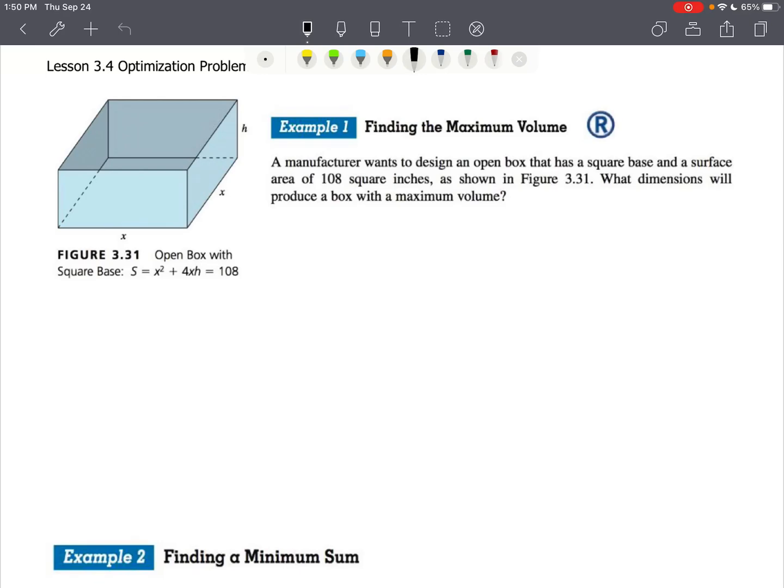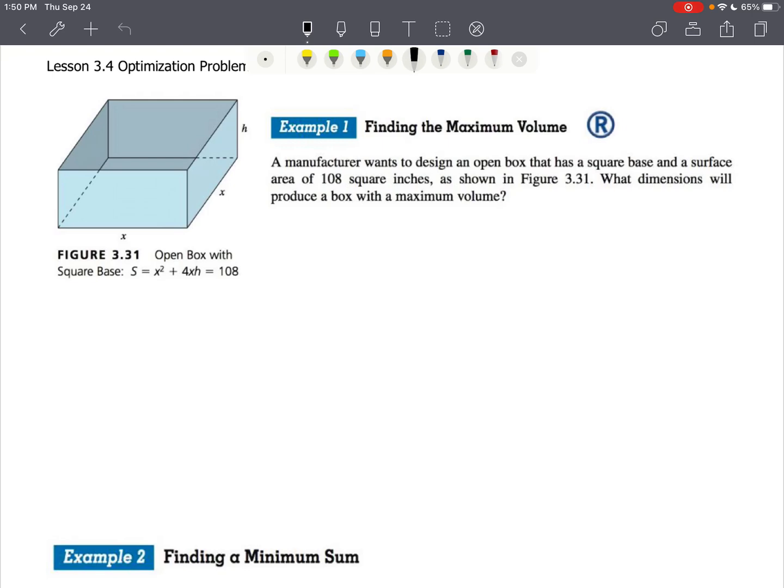We're going to work on optimization problems. That's where we have a situation where we need to maximize or minimize a certain word problem. In this problem, a manufacturer wants to design an open box that has a square base and a surface area of 108 square inches, as shown in the figure to the left. What dimensions will produce a box with a maximum volume?